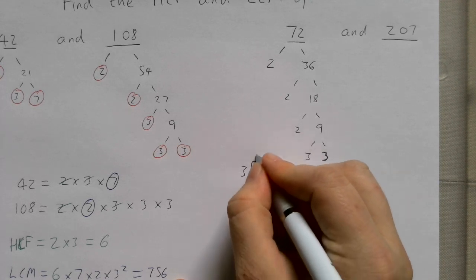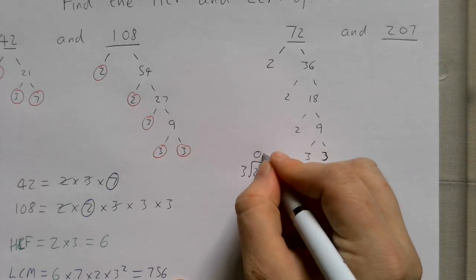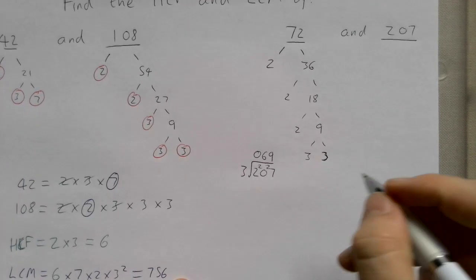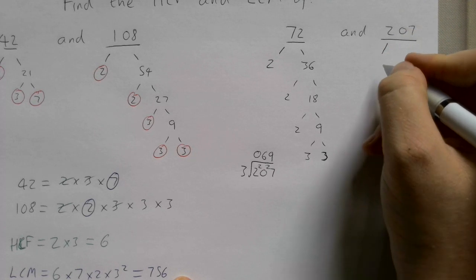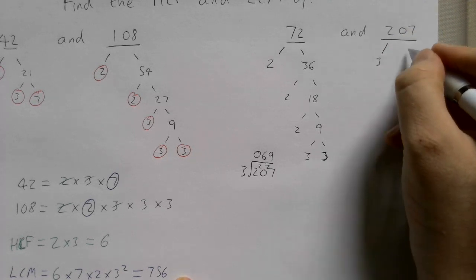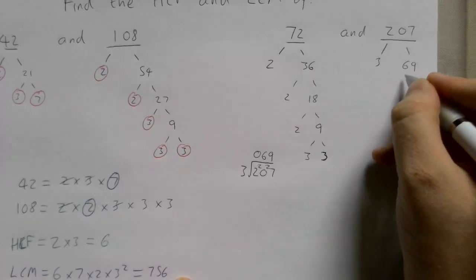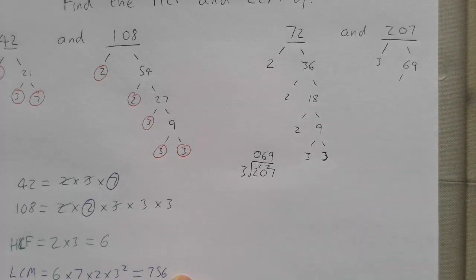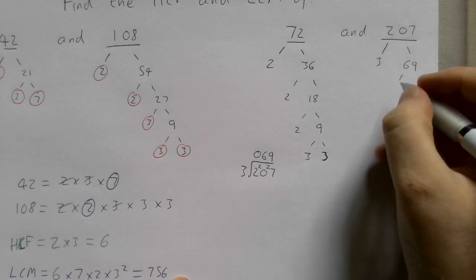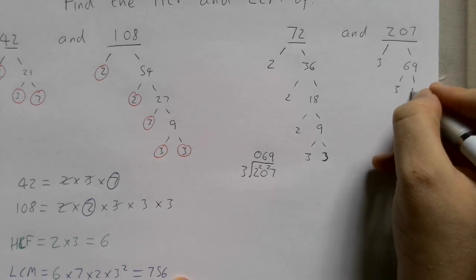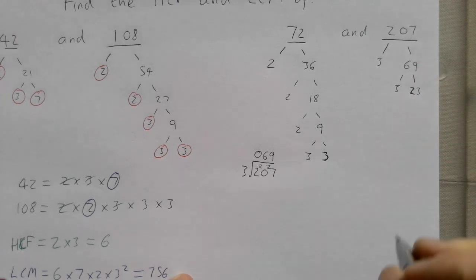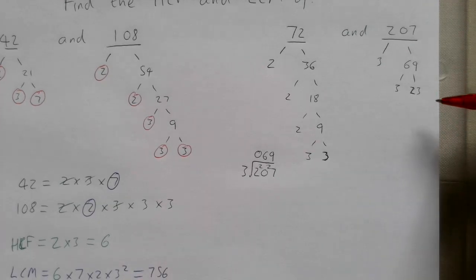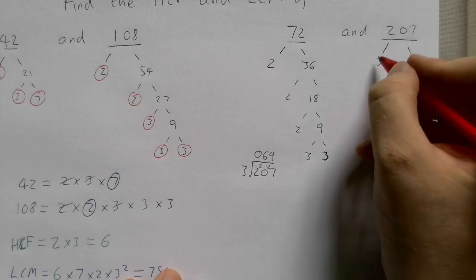So 3 to 2 doesn't go. 3 into 20 goes 6 times, remainder 2. 3 into 27 goes 9 times. So I can divide 207 by 3, and it gives me 69. And I can divide 69 by 3 because I know that 3 goes into 60, and 3 goes into 9. So 3 into 69, it goes 23 times. And there's my prime factors for that one. I know that 23 is prime. There's no numbers that go into it other than 1 and itself.